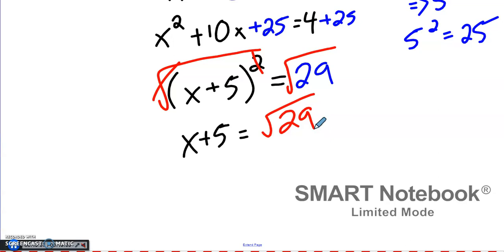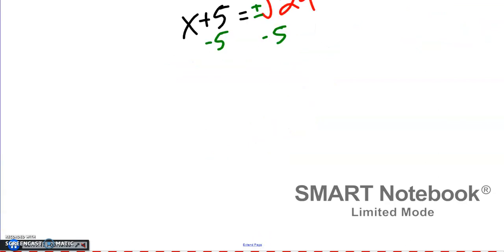Some teachers are going to say, hey, leave it as a radical. Some teachers are going to say put it into a decimal. Personally, I like to leave it as radicals because those are exact answers. And now we need to solve for x, so we need to subtract 5 on both sides. Oop, forgot my plus minus there. Caught me slipping.